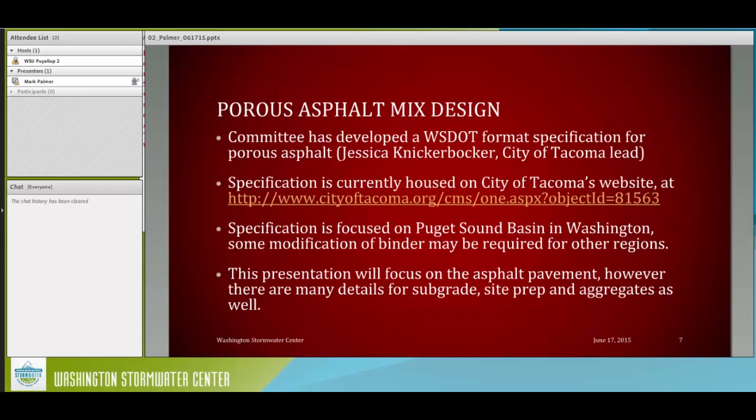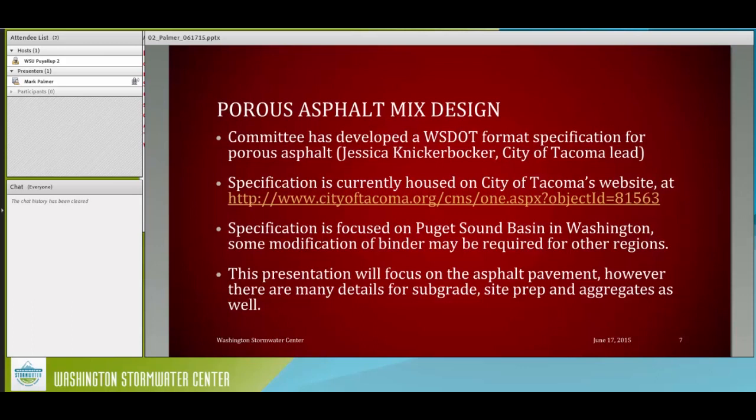A committee has been developed to develop a Washington specification for porous asphalt. Jessica Knickerbocker at City of Tacoma is lead on that. At this time, these specifications have actually been published and are now available as Washington APWA specifications, and they cover not only porous asphalt, but pervious concrete and permeable pavers, as well as the rock aggregate subgrade treatment and other requirements of porous pavement installation.